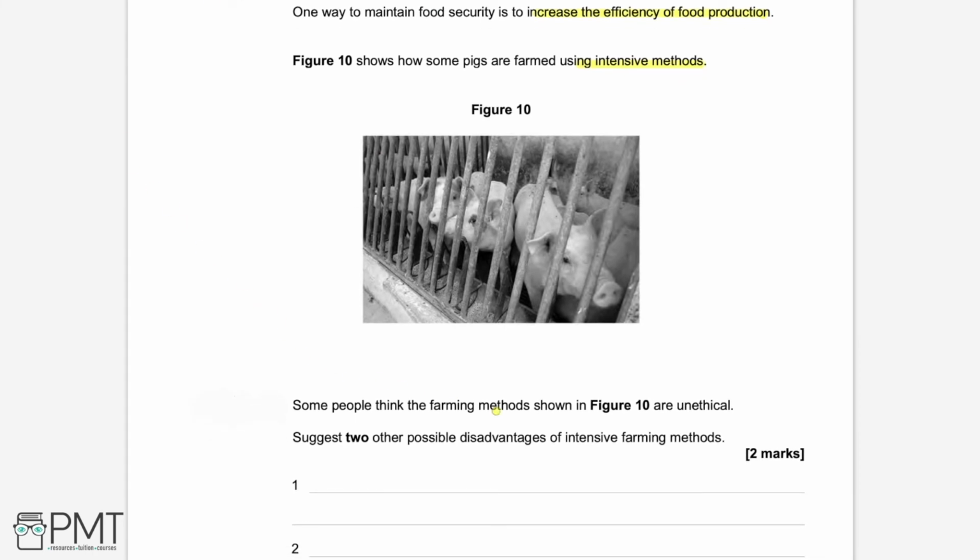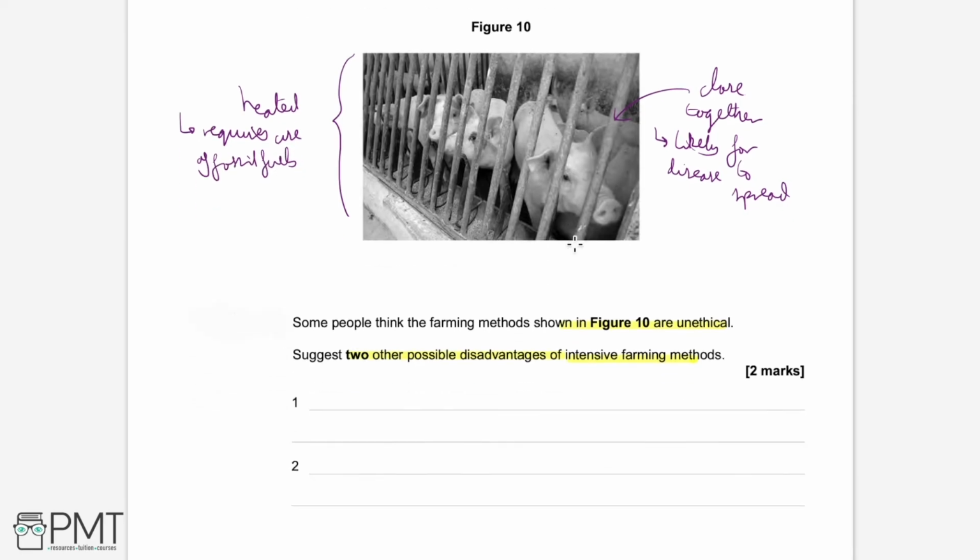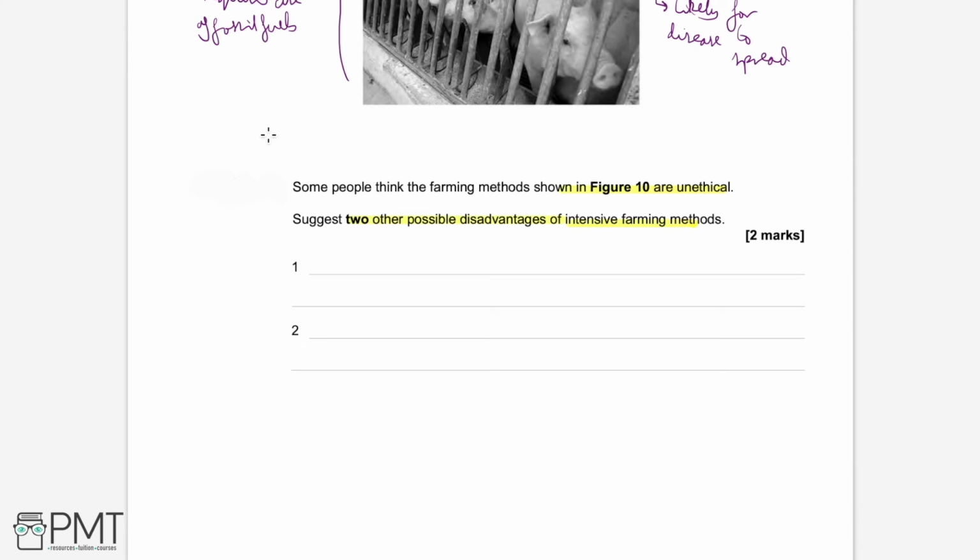What does the question ask? Some people think the farming methods shown in Figure 10 are unethical, suggest 2 other possible disadvantages of intensive farming methods. As we just discussed, they're very close together. This makes it very likely for disease to spread between them, which is a large issue. Also, places such as this, where intensive farming occurs, are often heated. This requires the use of fossil fuels, which presents problems. So, the 2 issues are that diseases spread more rapidly, and that the heating requires an increased use of fossil fuels.